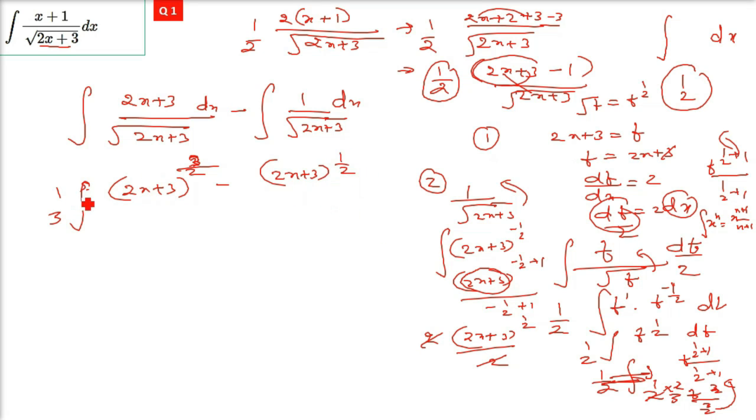So this integration, as I said, is already being done. So (2x plus 3) to the power 3 by 2 minus (2x plus 3) to the power half, and this constant of integration. Please remember, (2x plus 3) to the power 3 by 2 has come after I've done the thing on the right hand side. So we don't need to differentiate and divide it by 2 as I said earlier.